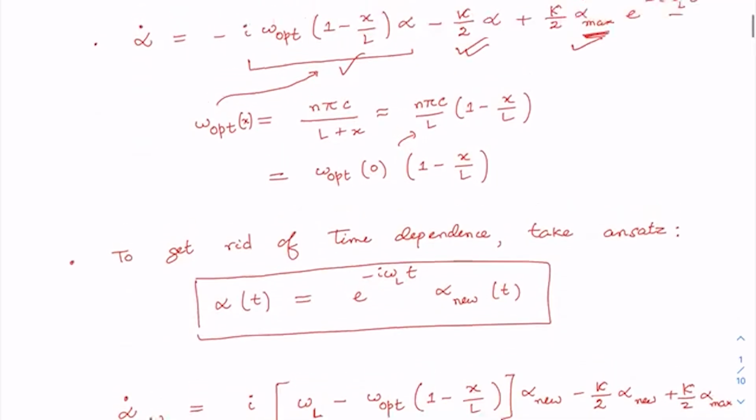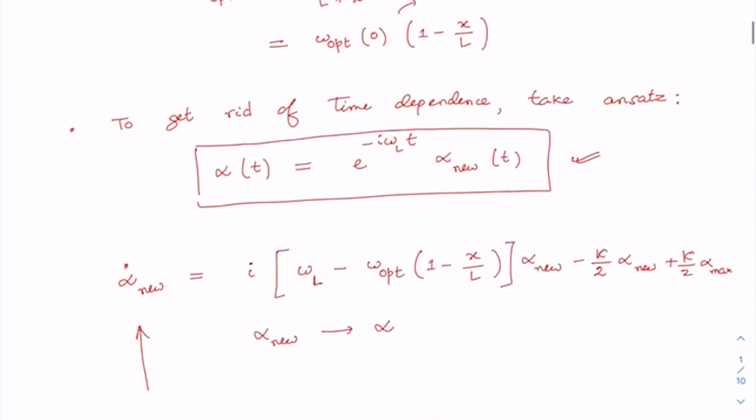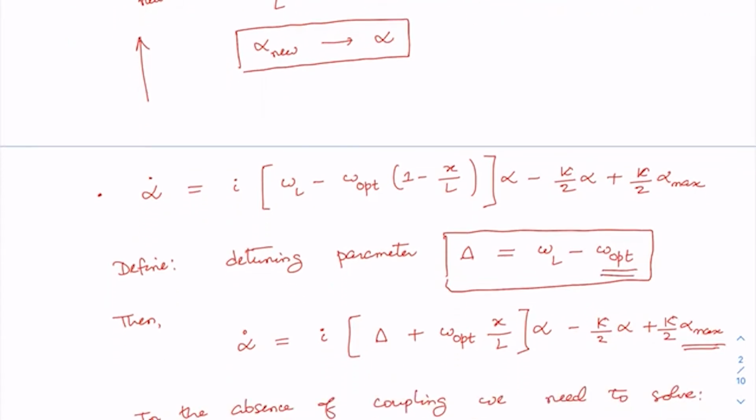Then we got rid of the time dependence in this light mode equation by going over to the rotating laser frame, and this is the transformation we made. After making the transformation, we get an equation with a new light variable, but for convenience we again represent the new light variable by alpha. Then it resulted in this equation of motion for the light field. Then we define the detuning parameter as the difference between the laser frequency and the resonance frequency of the cavity, and we get an equation for the light mode.